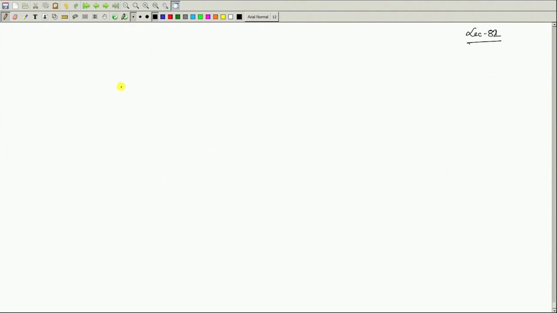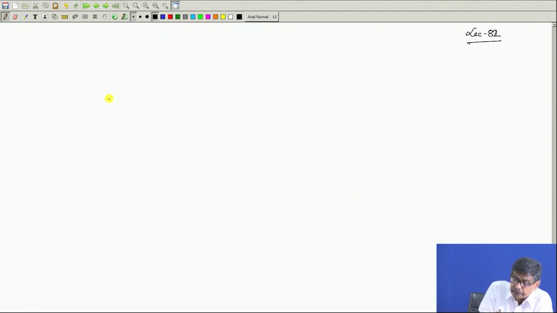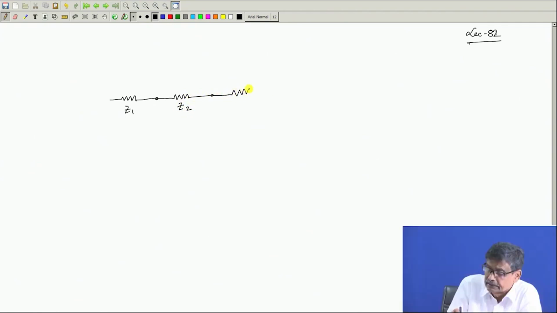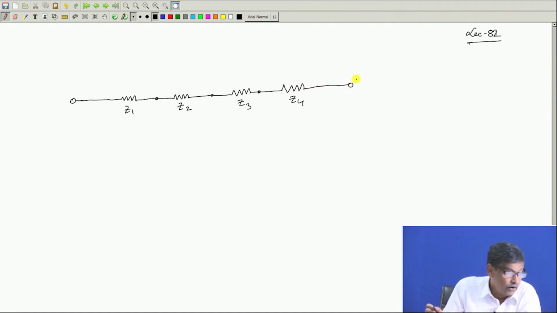For example, you take 4 impedances. Although I am drawing resistances, it is true for any impedance, say Z1 here. This is another impedance, Z2. Suppose there are 4 impedances you connect, Z3, and you have Z4, very interesting circuit, Z4. And this I will use as my input, or here this is my output.